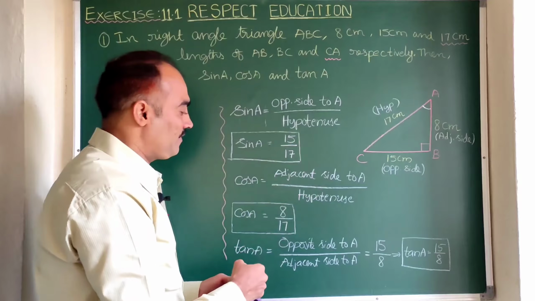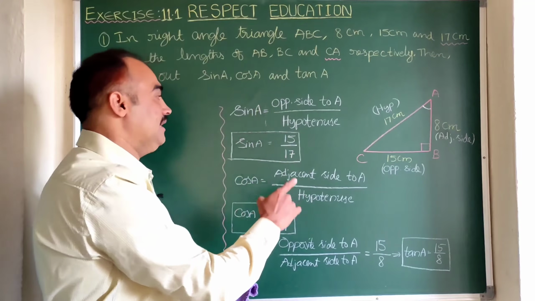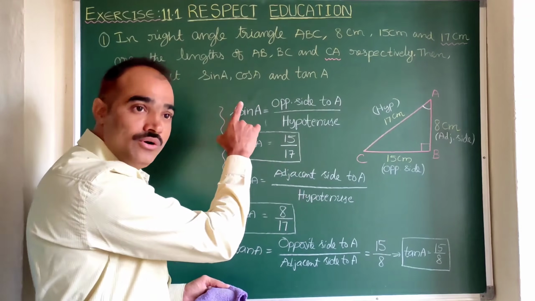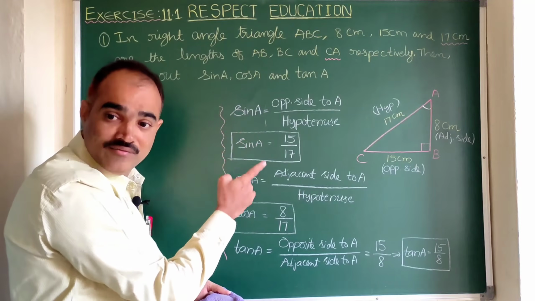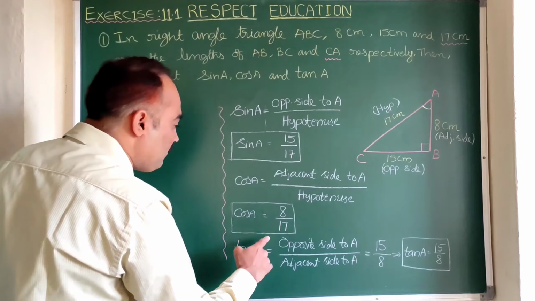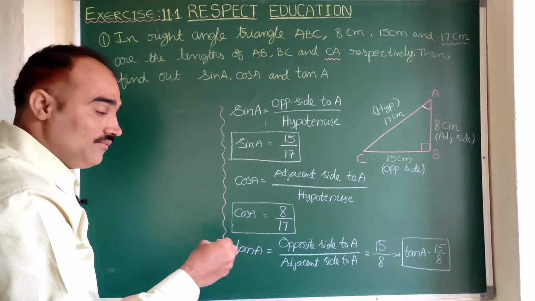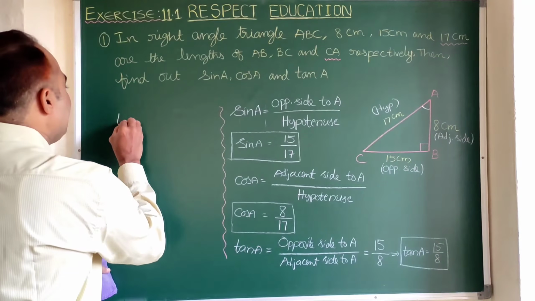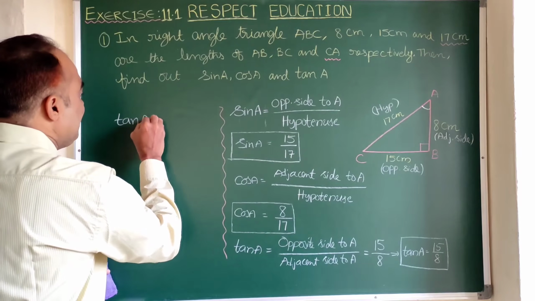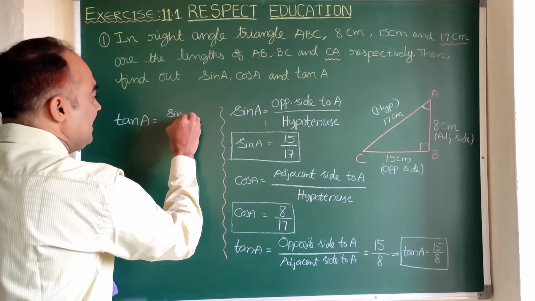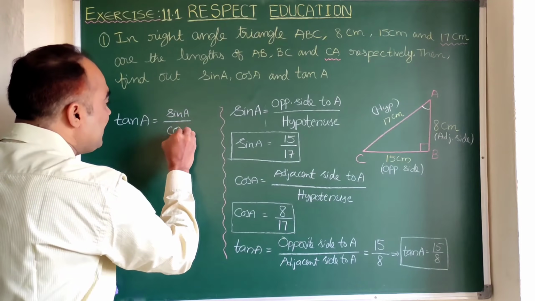Then the opposite side. When will they get cancelled? If you do sin A by cos A. Yes. So after finding sin A and cos A, we have another way of finding tan A. Clear? Tan A can be written as sin A by cos A.